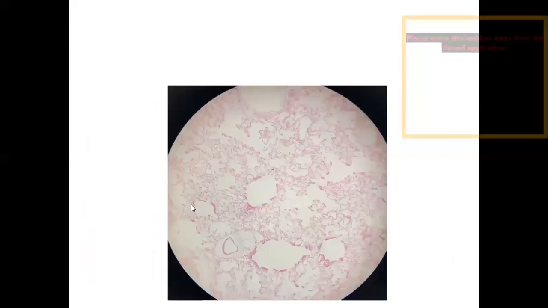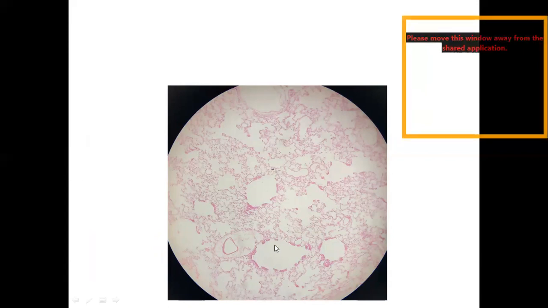So in this slide you can make out, these are the respiratory bronchioles. See, they have air pockets, out pockets, which are entering into the alveoli. So they will enter here. Similar way, respiratory bronchiole entering into the alveoli. And these are all alveolar network.